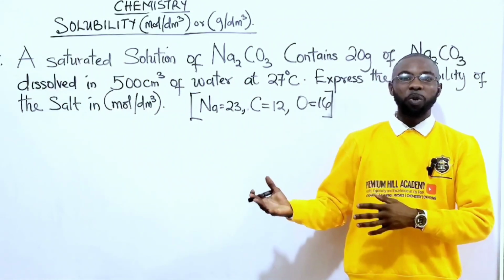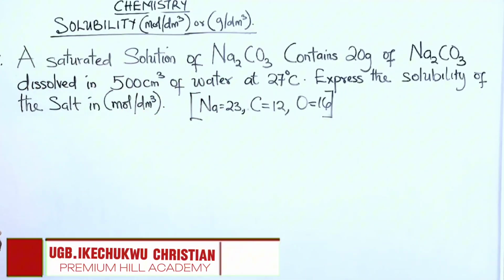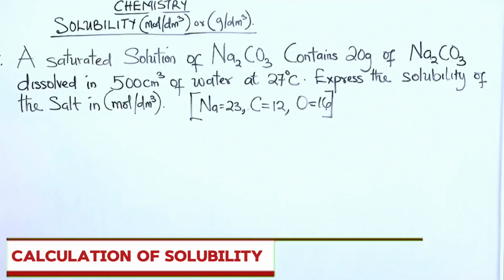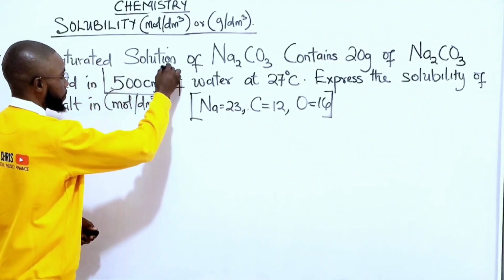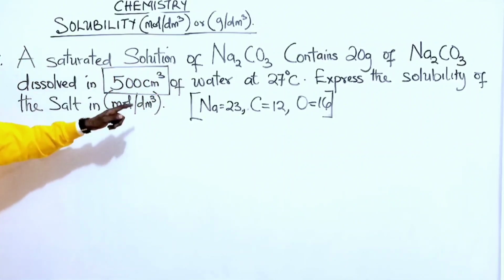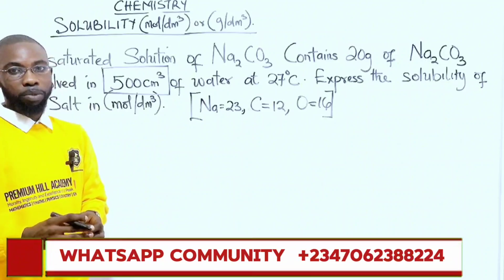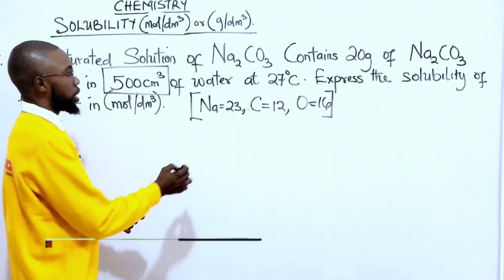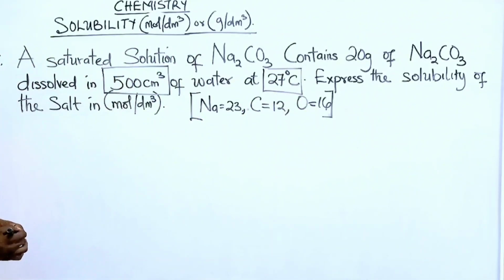Alright guys, so let's look at question number one. It says a saturated solution of sodium carbonate contains 20 grams of Na2CO3 dissolved in 500 cm cube of water. Let's look at the volume of the water. It's given as 500 cm cube. I told you if it is in cm cube, we use mass times 1000 over molar mass times the volume. This is at 27 degrees Celsius. Let's leave that aside as a temperature. We're asked to express the solubility of the salt in mole per dm cube.